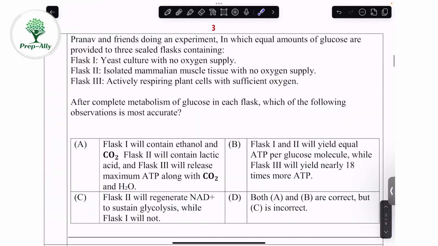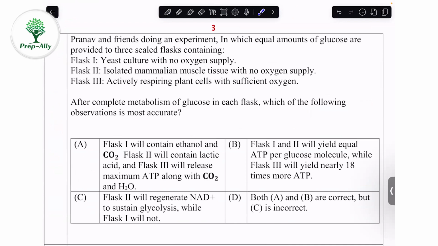Ninth question. Pranav and friends are doing an experiment in which equal amounts of glucose are provided to three sealed flasks. So Pranav and a few friends are doing some experiment and they are using three sealed flasks: flask one, flask two, flask three. All flasks were sealed, and equal amounts of glucose are there in all flasks.